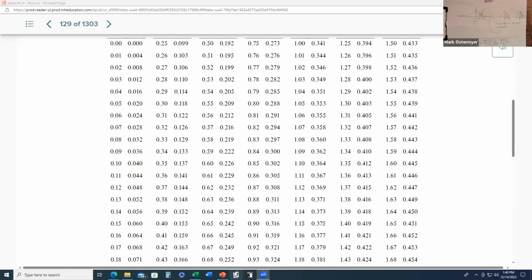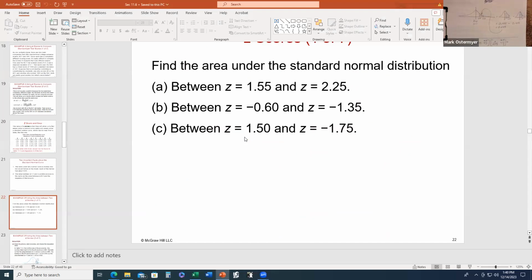All right, let's go back to that PowerPoint presentation. Now, here's a question. How would we do this one? How would we do B? How would you find the area between -0.6 and -1.35? Well, I strongly recommend that you draw a picture of this so that you have an idea as to what area you're trying to find. That's going to help immensely as to how you're going to go about finding it.